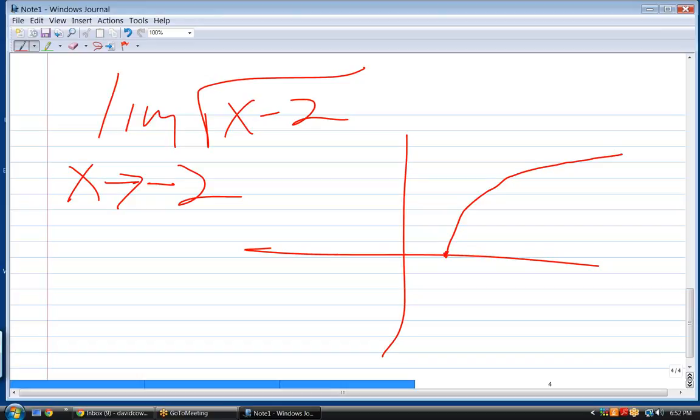So I can tell that as x goes to minus 2, it doesn't approach anything. Minus 2 is way over here. In other words, it does not exist.